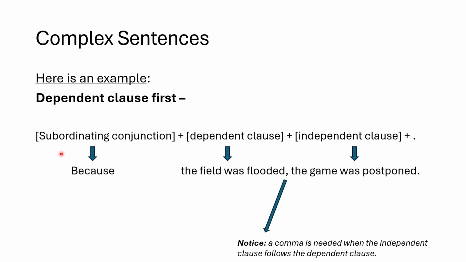Here is an example. Dependent clause, first. Subordinating conjunction, because. Dependent clause, the field was flooded. Independent clause, the game was postponed. Because the field was flooded, the game was postponed. Notice a comma is needed when the independent clause follows the dependent clause.